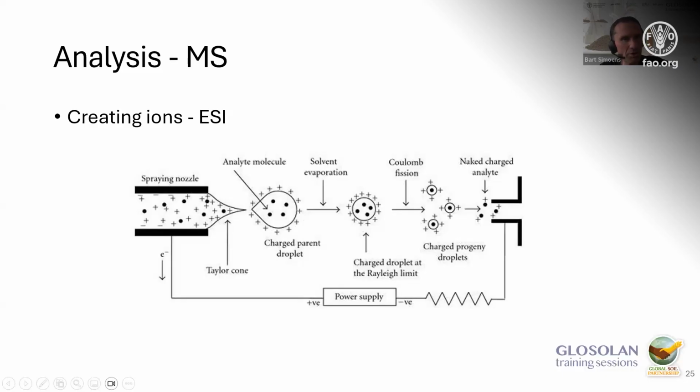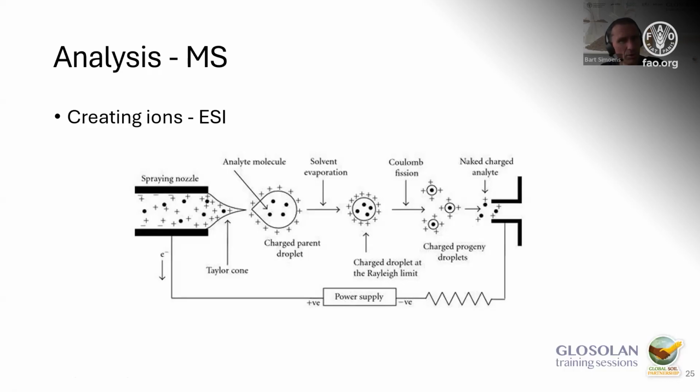And again, because the temperature is high, the solvent will evaporate and the droplets become smaller, but the charge on the droplets does not change. And at some point, there's so much, in this case, positive charge on the droplet that it explodes because the positive charges repulse each other. And so we can create smaller droplets where the same process can happen again. And at the end, we will have our analyte, no solvent anymore, but there's still a remaining charge. We have created ions.